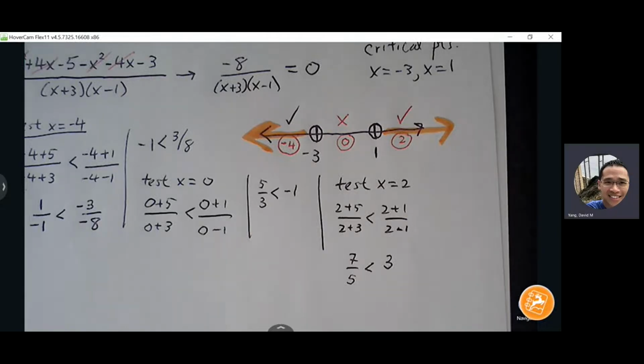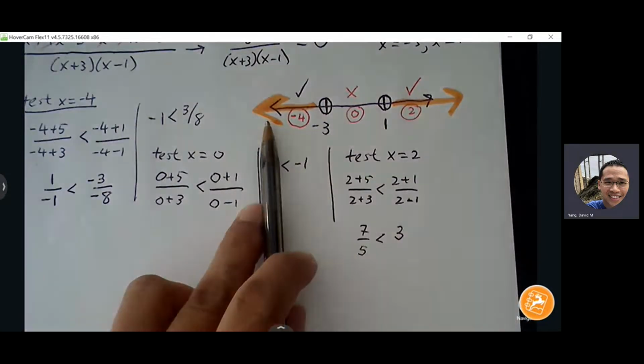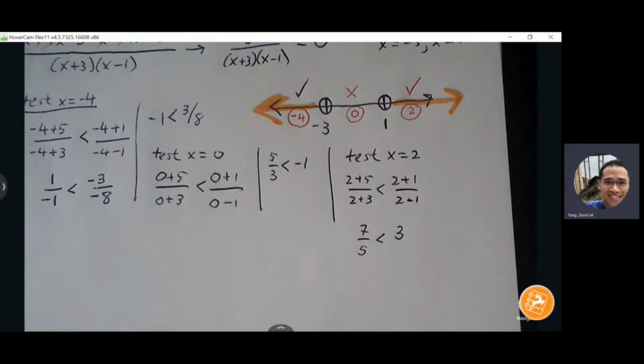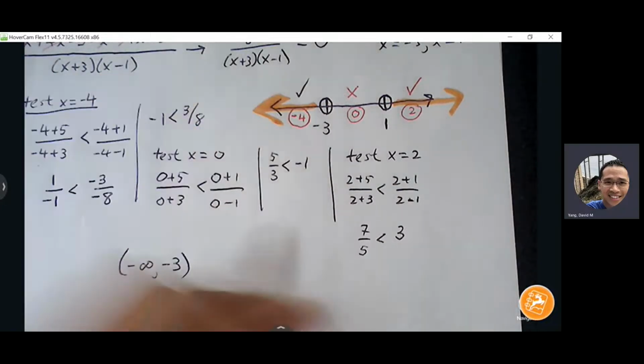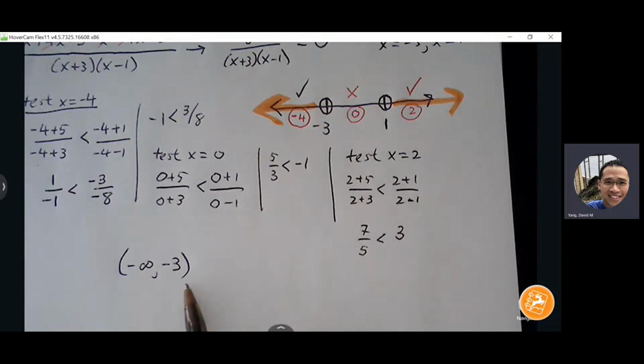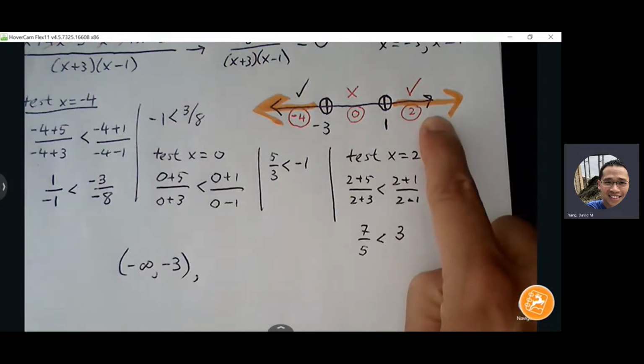Okay, let's put this in interval notation. A way of saying x is less than -3 is to say -infinity to -3. Notice there's an open circle there, so we'll leave that as a parenthesis. Union or comma, we're going to skip an interval and arrive at the next one.